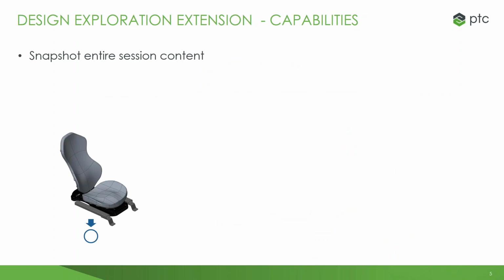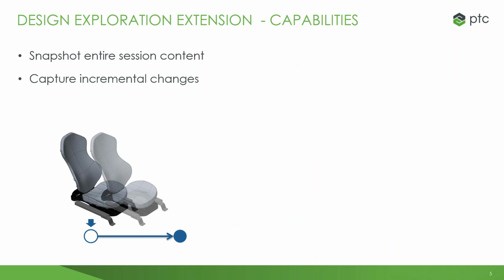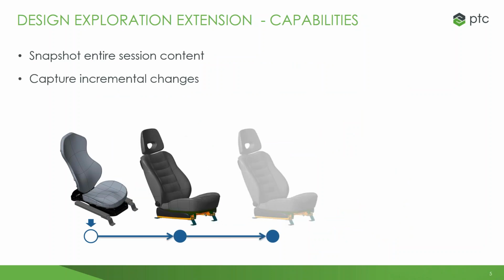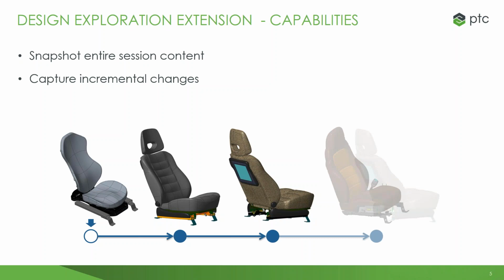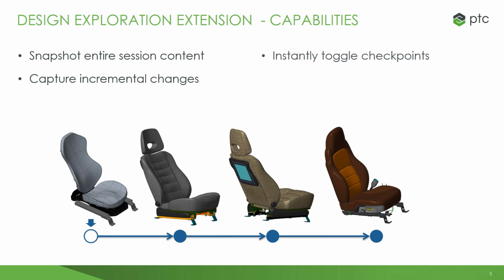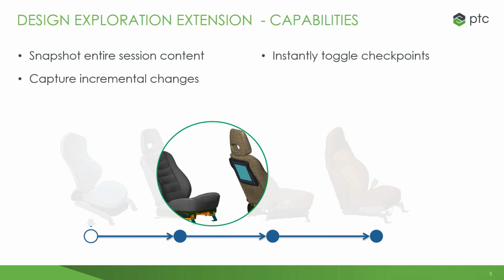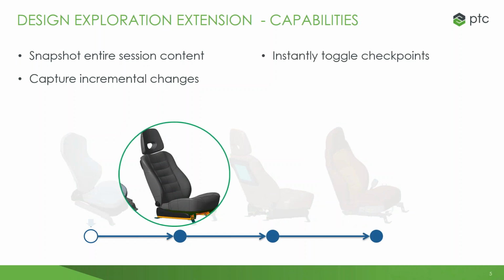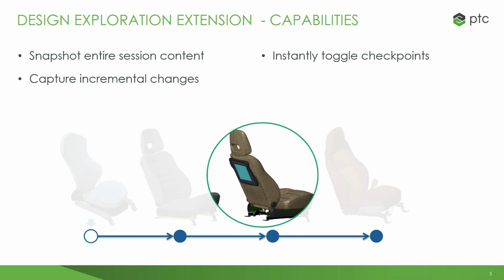So how does this extension work? Well, you're going to start off with this model, and then maybe we want to modify it. So you'll take a snapshot and then another snapshot, and then you can keep exploring these ideas. While doing so, DEX is going to keep track of all of our modifications, and it's going to allow us to go back, edit, and choose the one that we want. So maybe we want to go back, look at these, look at that one, and maybe this is the chair that we ultimately think is our best option.